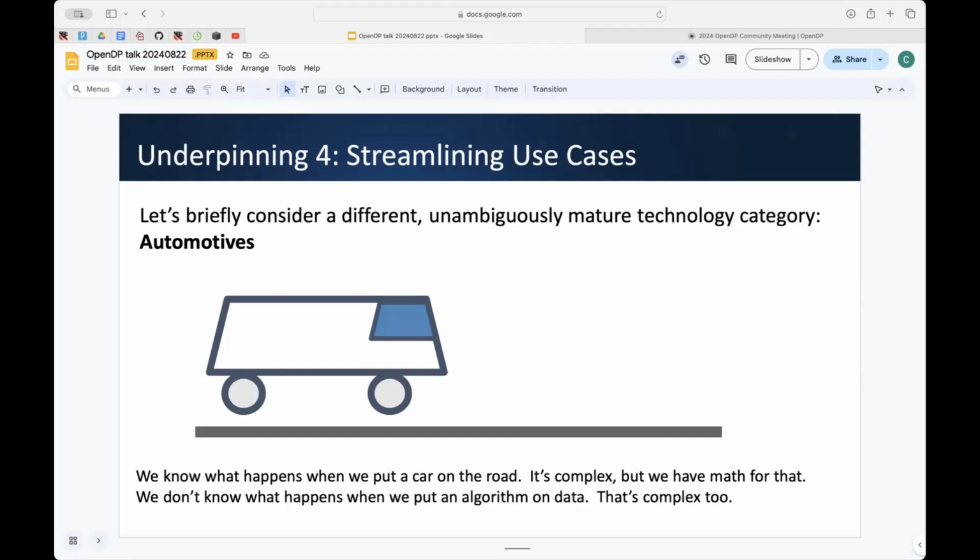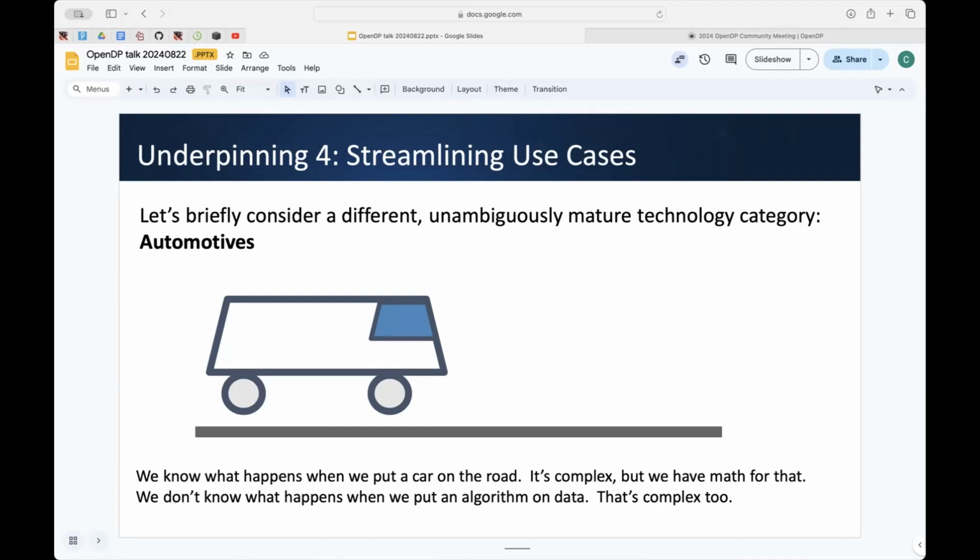We don't know what happens when we put an algorithm on data. So one of the ways that, not only us, but all of machine learning is fundamentally less mature than automotive engineering is because we know a lot about our object, and can reason about our object. We know much less about the thing that we're putting it on and what happens when the two interact. We don't have nice abstractions for data.